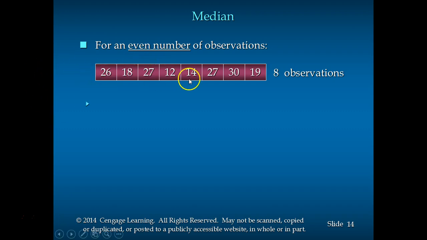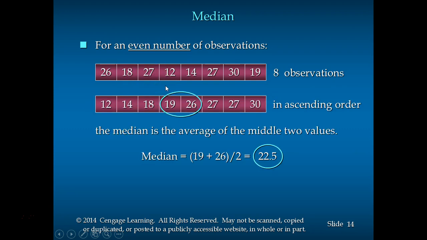What if you have an even number of observations? Then again, you line them up in ascending order, and the median is the average of the middle two. In this case, 22.5 is the median. Okay, everybody?